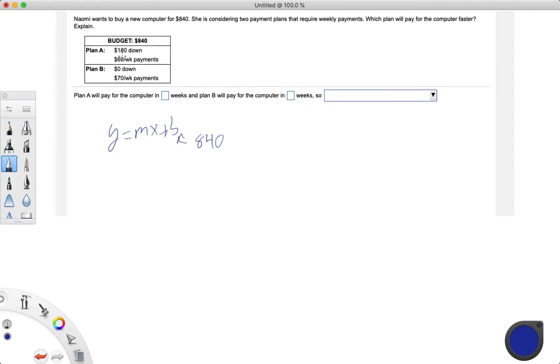For the first one, it's $840, but she pays $180 down. So we're going to take $180 off of that, and that's 660. So our y is going to be whatever our slope is plus 660. And remember our graph, I'm not going to actually sketch the graph, but here's 660. I guess I am sketching the graph. I'm just not doing it in detail. And we're trying to find out, when is it going to be 0? When will it have been paid off?